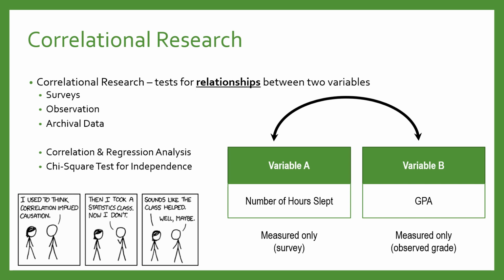Sometimes correlational research is the only option that we have because it's unethical or unreasonable or just not feasible to manipulate conditions, and we just have to measure how things are related. But take those results with a grain of salt.